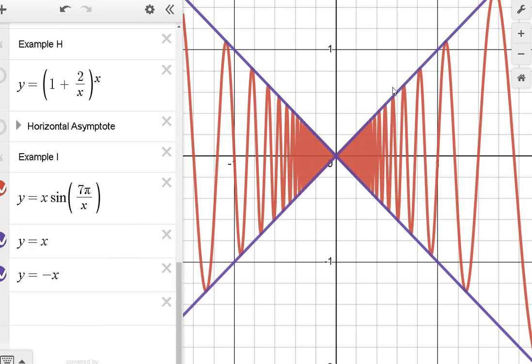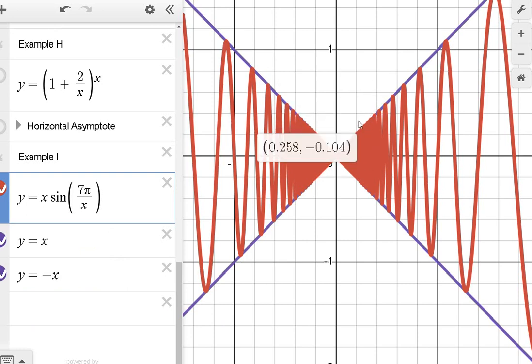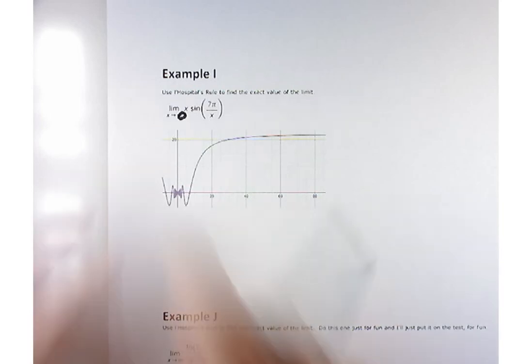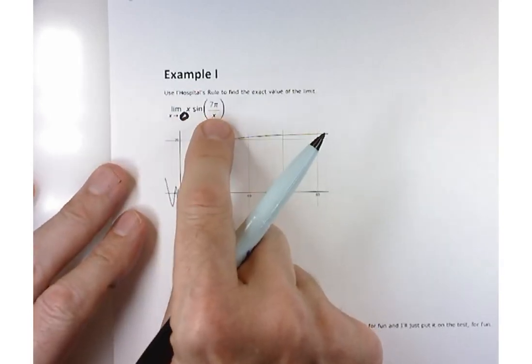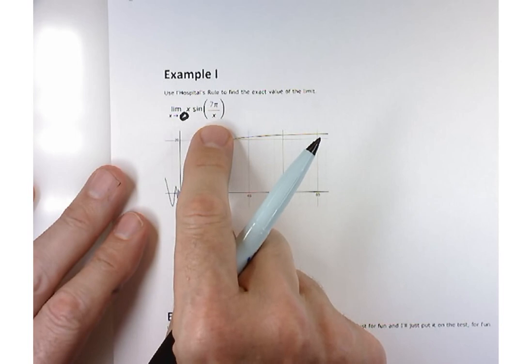But this graph eventually has to funnel down to zero, right? It's stuck between these two other graphs. This is your sandwich theorem from earlier in the course. This function is being squeezed by the graphs of x and negative x. So it looks like it's going to zero, but how do you prove that? Because right now, when you look at this, you've got zero times something really crazy, 7 pi divided by 0.